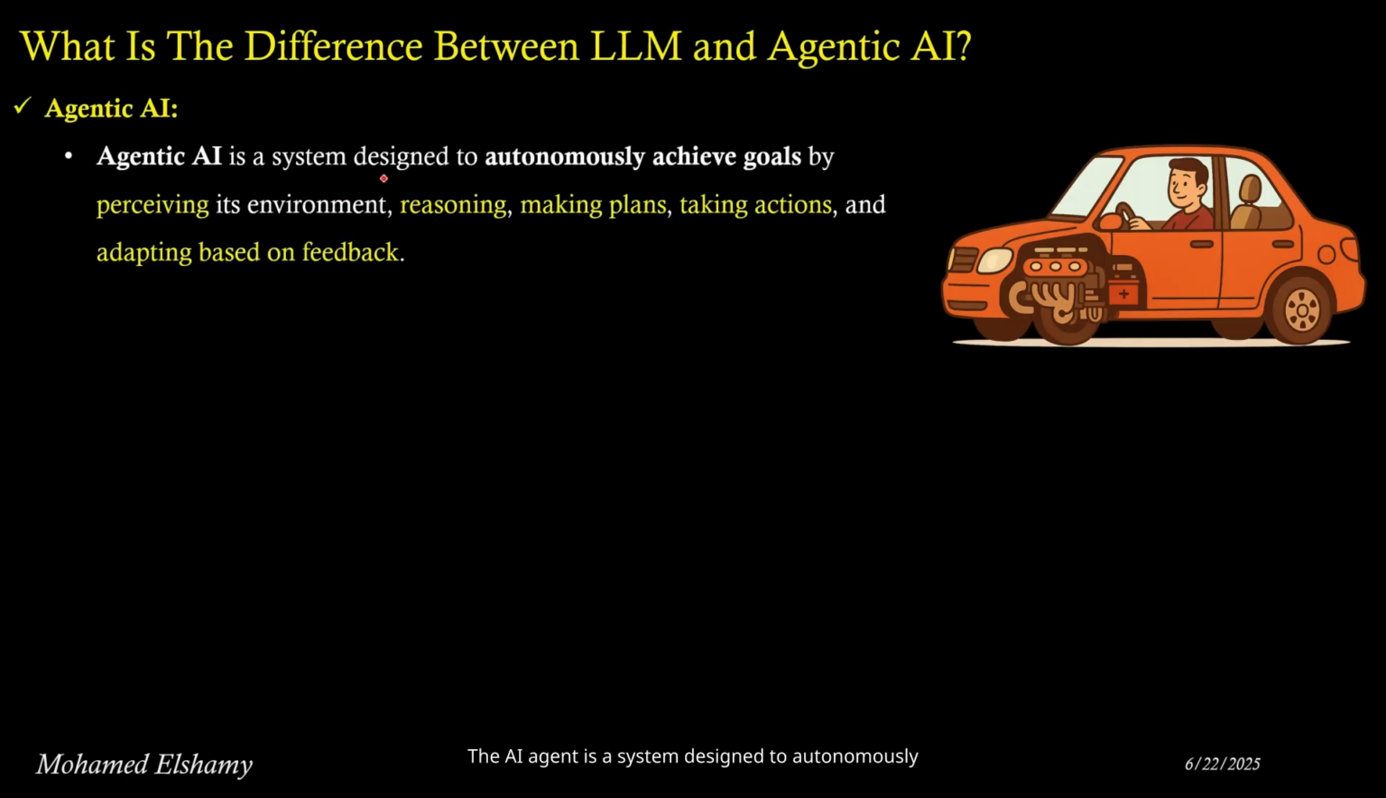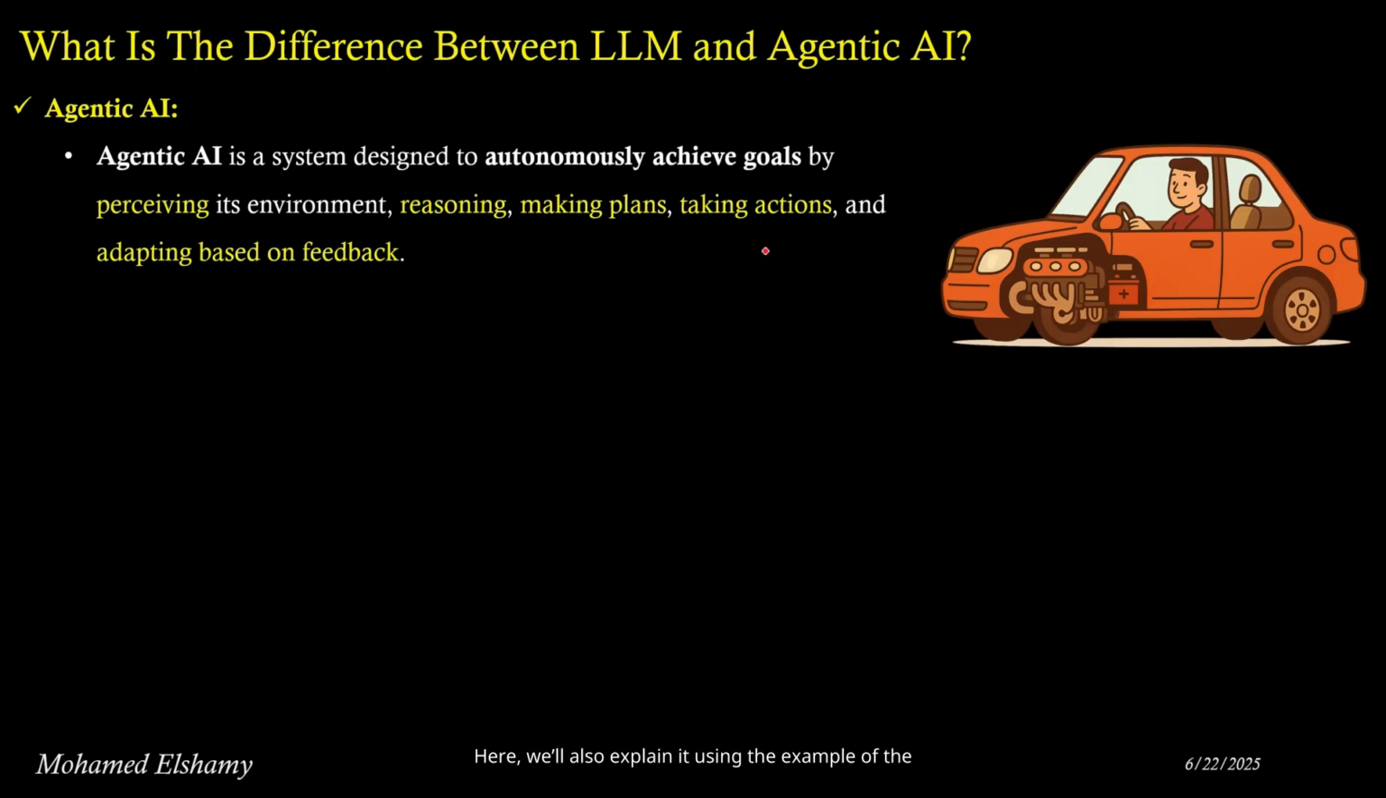The AI agent is a system designed to autonomously achieve goals by perceiving its environment, reasoning, making plans, taking actions, and adapting based on feedback. Okay, let's try to understand this with the example of the car in front of us. The two examples we discussed in the previous slides, I think, made it clear what an AI agent is and what its uses are in real life.